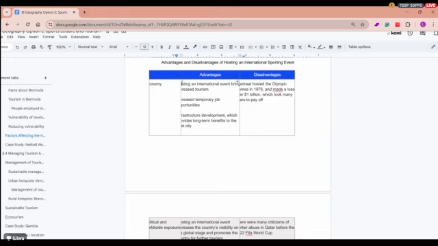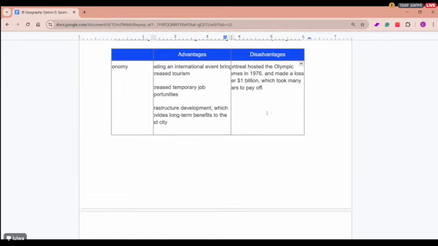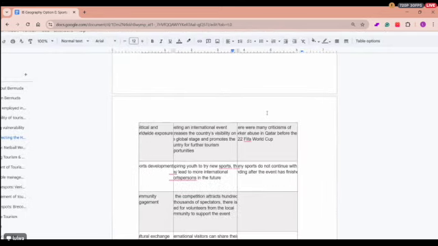However, for example, Montreal hosted the Olympic Games in 1976 and made a loss of over $1 billion, which took many years to pay off. And political and worldwide exposure: hosting an international event increases a country's visibility on a global scale and promotes the country for further tourism opportunities. However, there were many criticisms of worker abuse in Qatar before the 2022 World Cup.